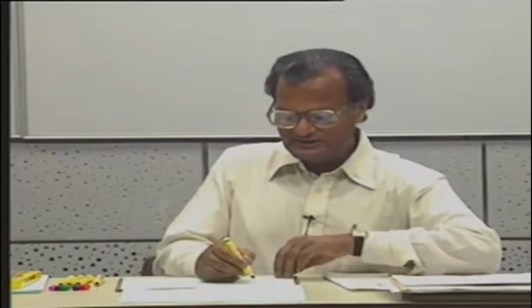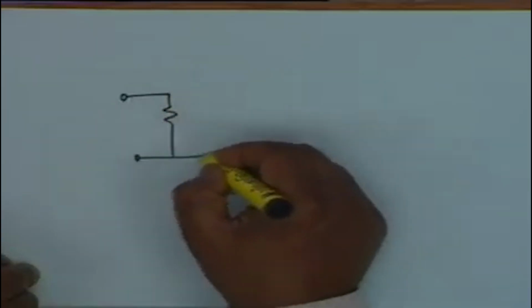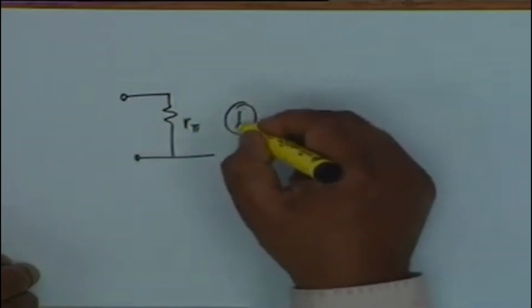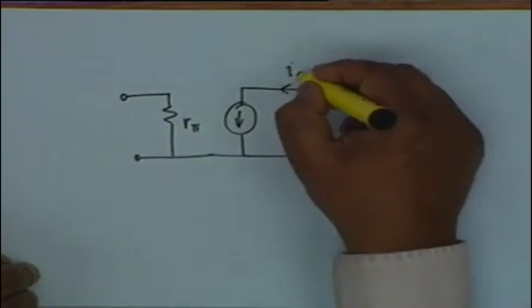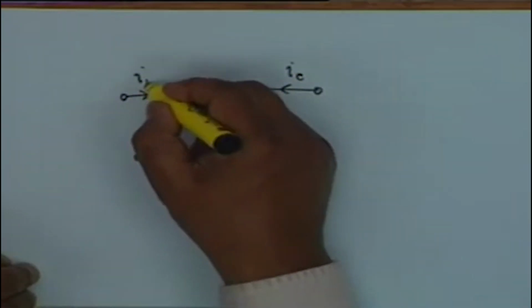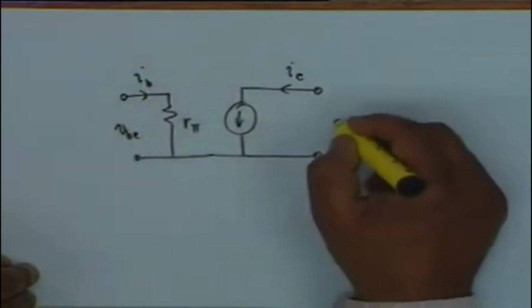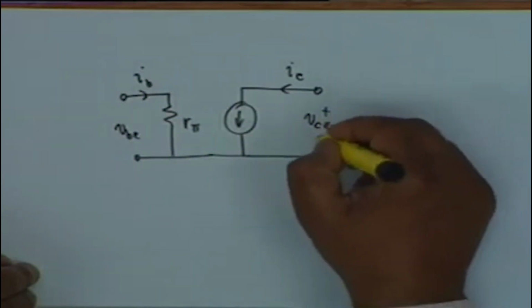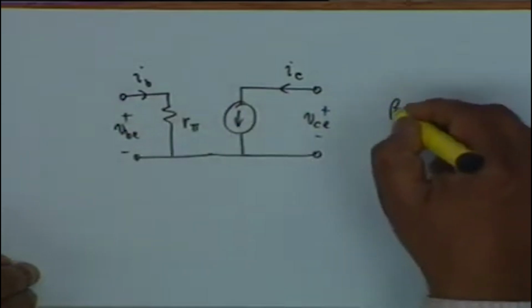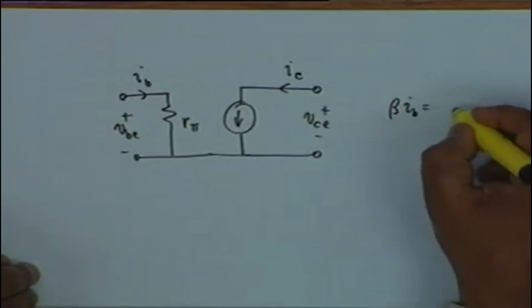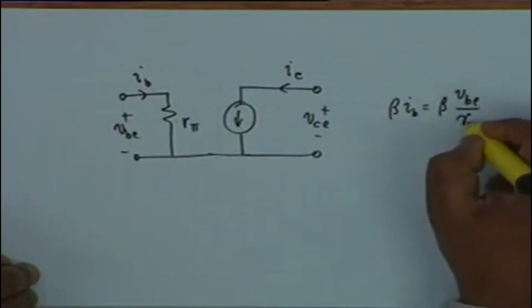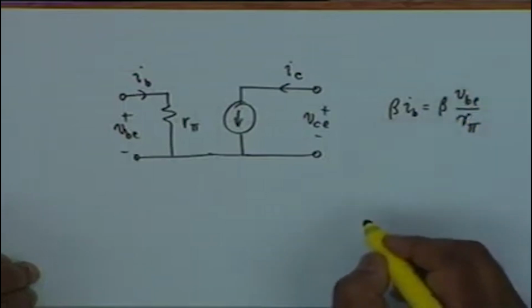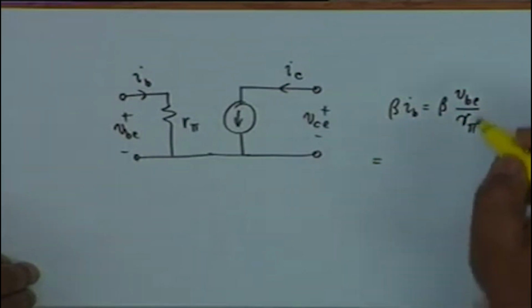Now, I want to represent this equivalent circuit. It is so important that one has to draw it again and again. I want to represent this equivalent circuit in a slightly different form. I sub B, V sub BE, and V sub CE. This current generator is beta I sub B, and I can write this as VBE divided by R pi, all right, and therefore I can write this as, what would be the dimension of beta by R pi?